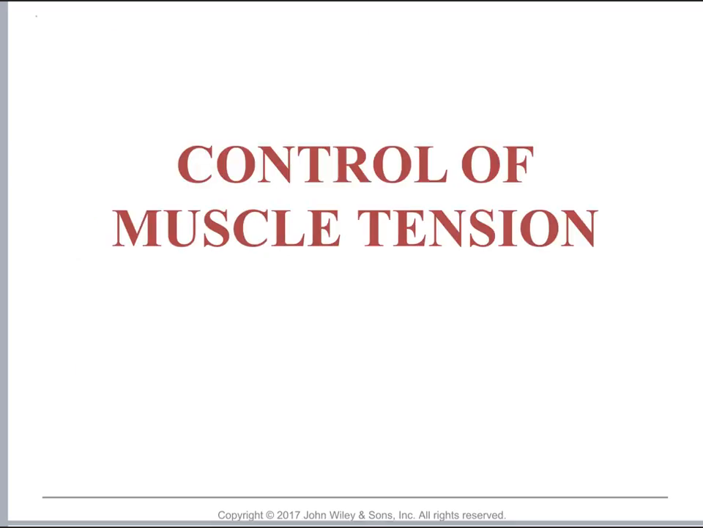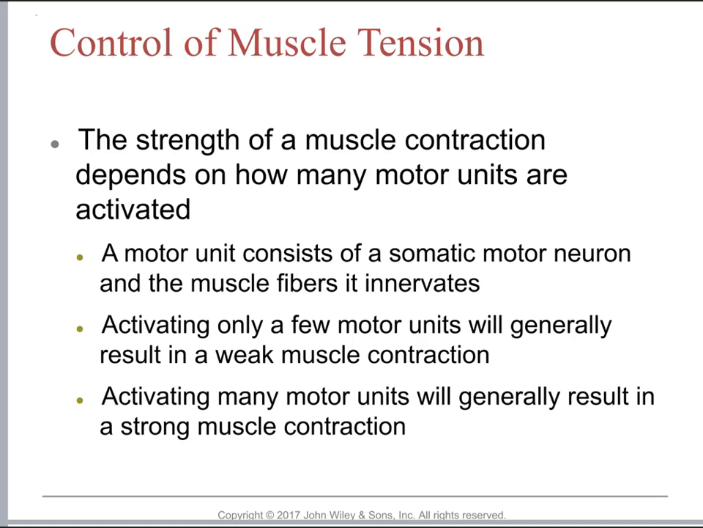Control of muscle tension. Our next topic is to discuss how we control muscle tension. The strength of a muscle contraction depends on a couple things: how many motor units are being activated, and the type of motor unit, so are they small or large? Let's define what a motor unit is. A motor unit consists of one somatic motor neuron and the muscle fibers it innervates. Activating only a few motor units will generally result in a weak muscle contraction. Activating many motor units will generally result in a strong muscle contraction.